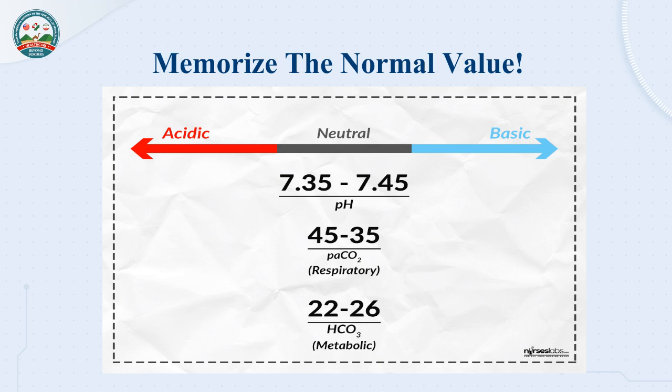And third is HCO3, which represents metabolism. Normal is 22 to 26. Below 22 is acidic. Above 26 is alkaline. If you keep these three numbers in mind, interpreting ABGs will be much easier.